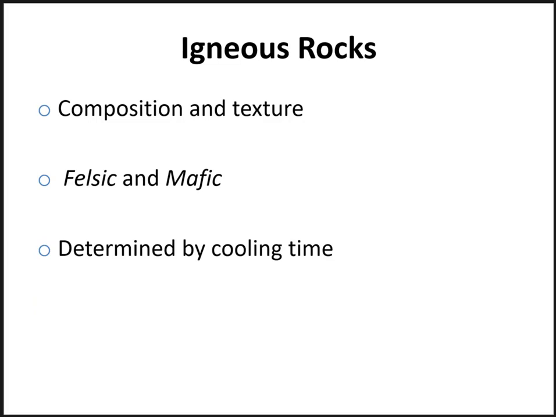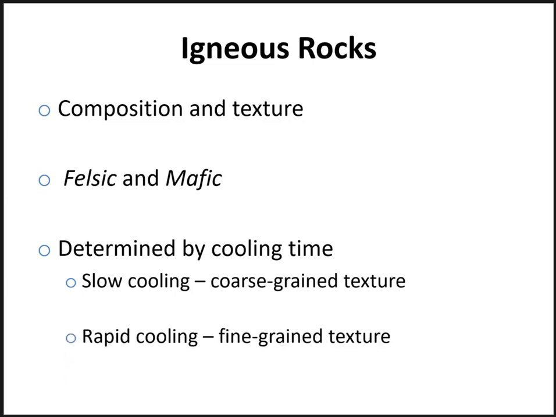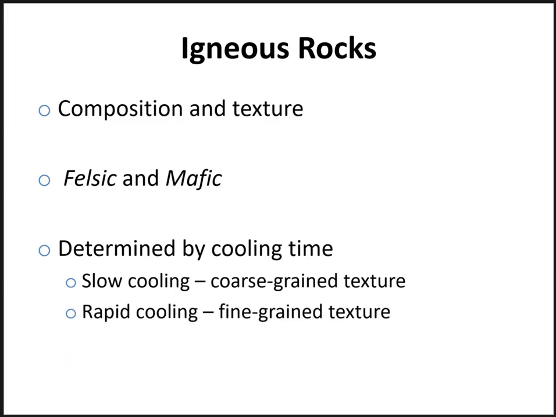The texture of an igneous rock is determined primarily by where and how the molten material cools. So slow cooling of magma beneath the surface leads to coarse grain texture, while rapid cooling of lava on the surface leads to fine grain texture. Igneous rocks are generally subdivided into two main categories based on where the rocks formed: intrusive igneous rocks and extrusive igneous rocks. Let's first look at intrusive rocks.